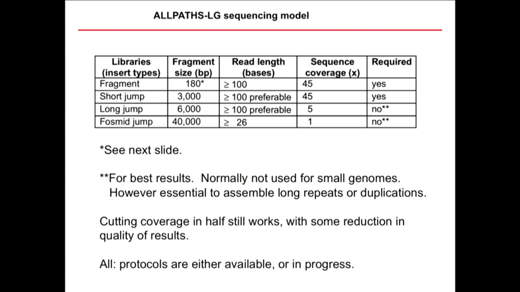If you can find someone that can make a very large library, like a 40 kb library, it is extremely useful for putting together very, very big scaffolds. Unfortunately though, these are very expensive to come by. It's really only the Broad that ever makes them in any sort of routine way, but they're very helpful if you can get them.